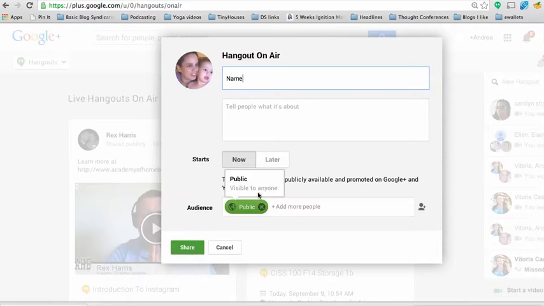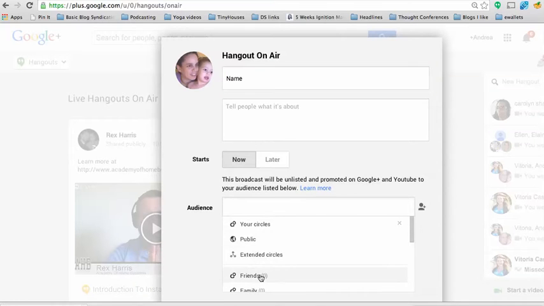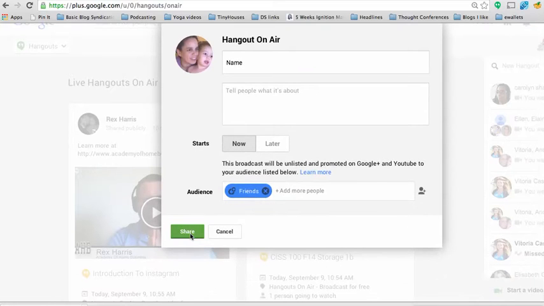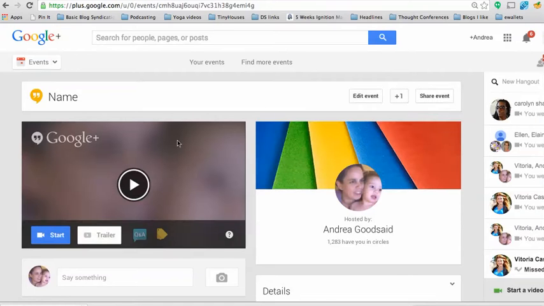And the way that I avoid it being public right away is I take this out, and I actually have a friends circle that has nobody in it. So I pick that audience, and then I share it. So the audience is going to be nobody. At least I think this is how it works. It's how it should work. Then I start it.